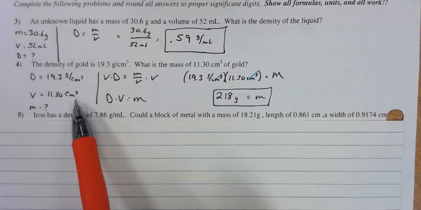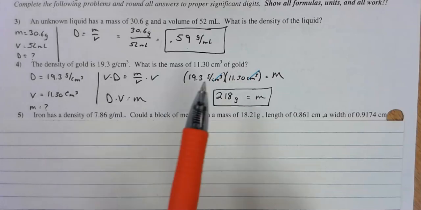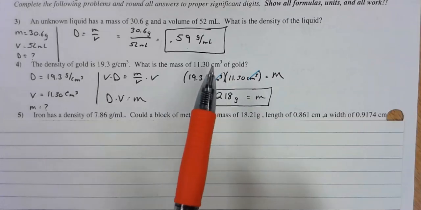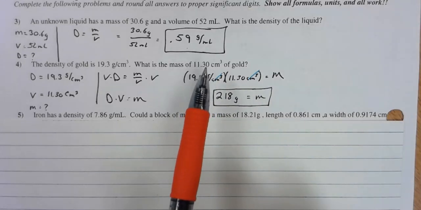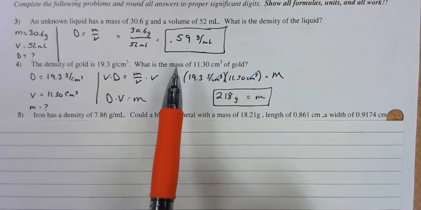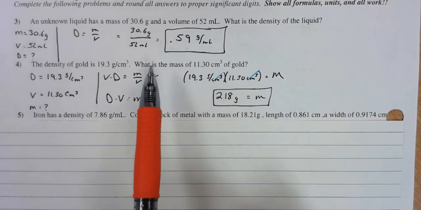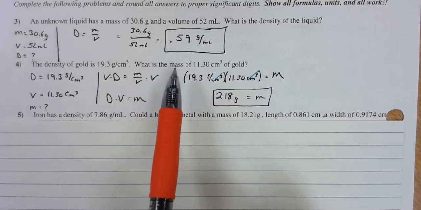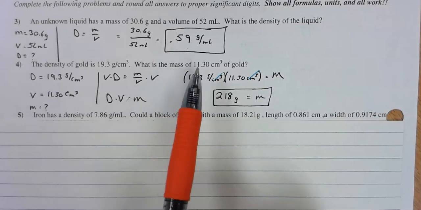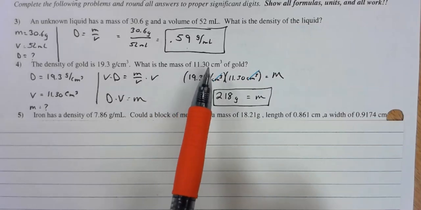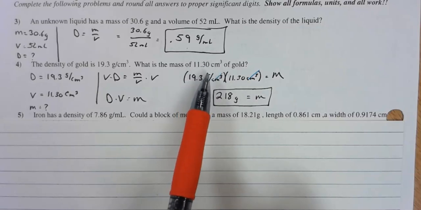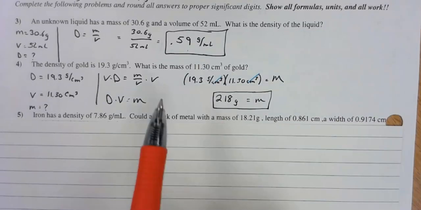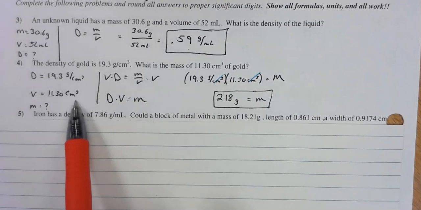My volume is 11.30 centimeters cubed. Students get this one wrong every year because they see 11.30 centimeters cubed next to the word mass. And you have to realize it says, what is the mass? So we don't know what the mass is. It says of 11.30 centimeters cubed of gold. So our hunk of gold is 11.30 centimeters cubed. That's why I have that as my volume here.